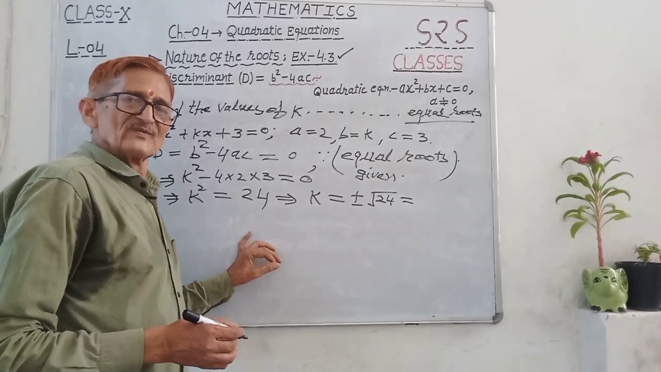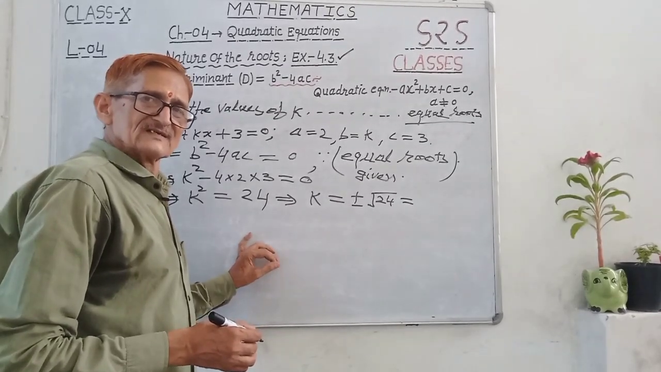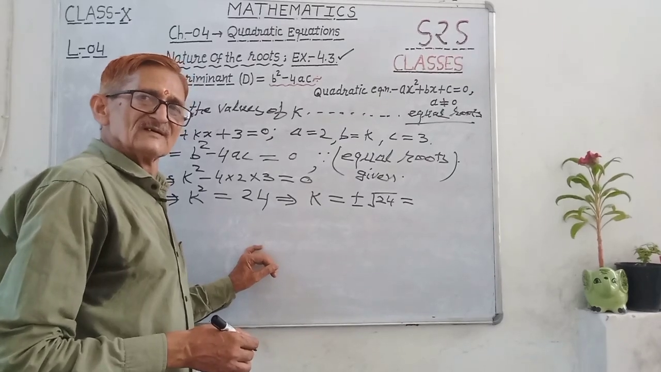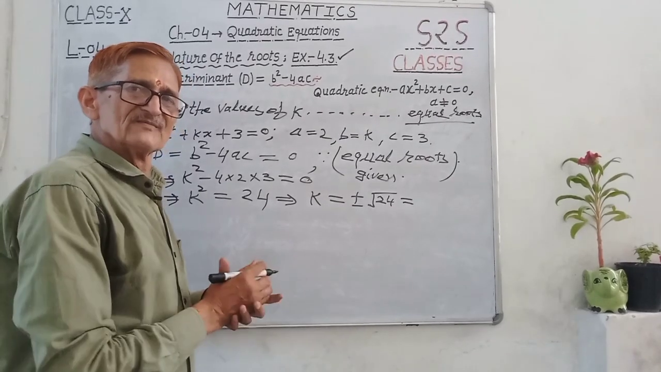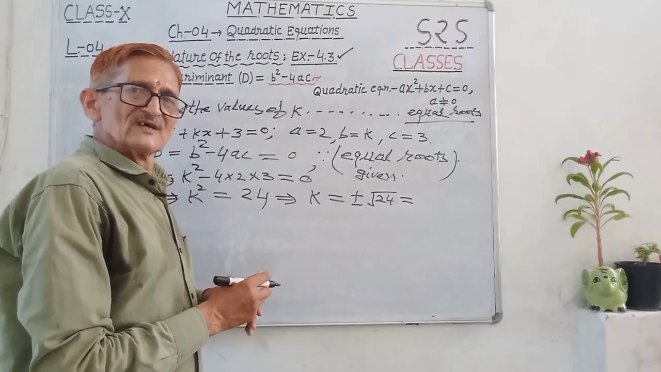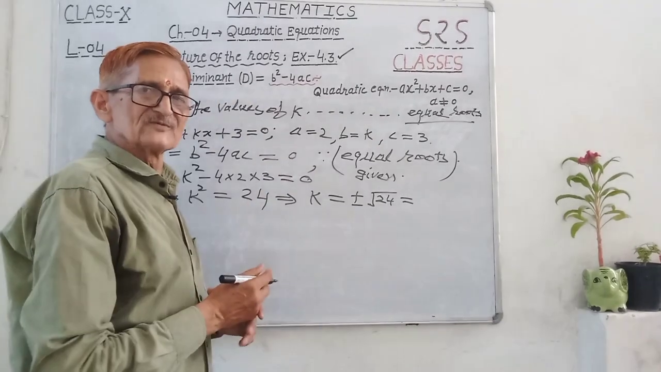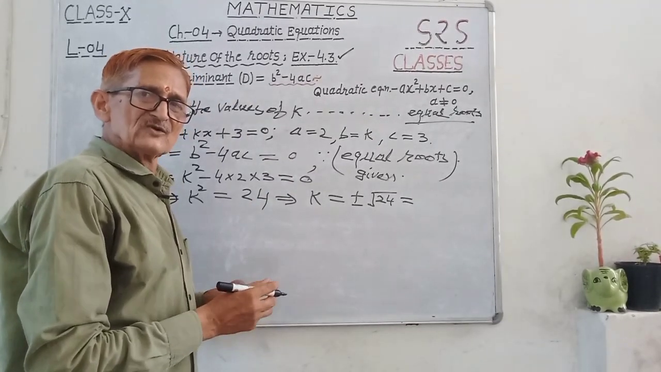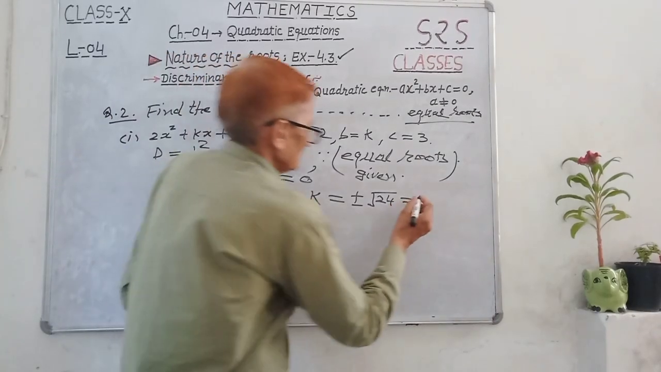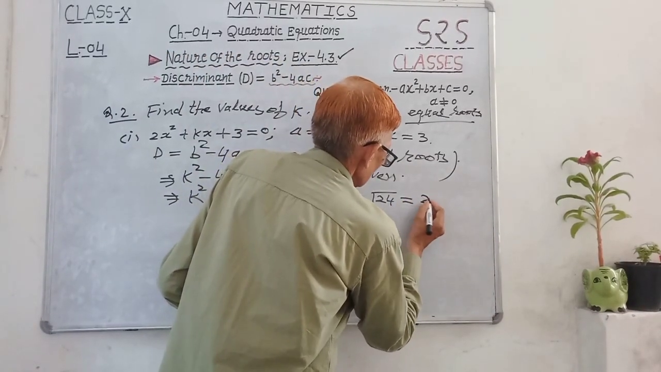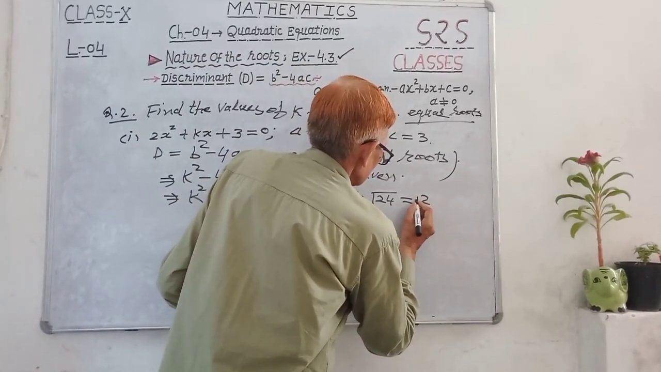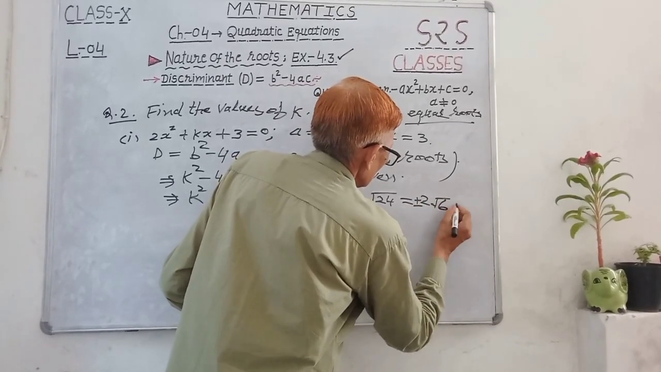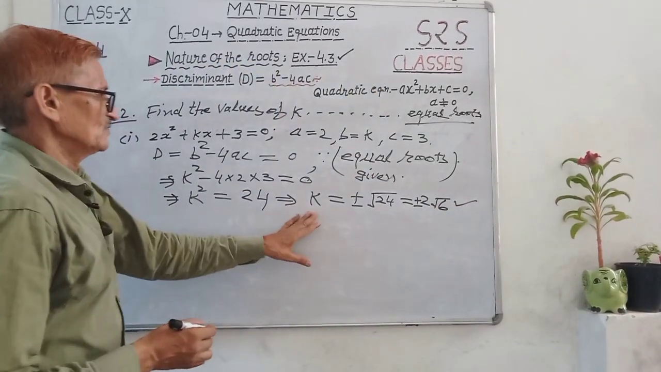2 2s are 4, 4 2s are 8, 8 3s are 24. So 2 into 2 into 2 into 3 means the same factor appears twice, a pair of 2s. One single 2 and a single 3 are left, and 2 times 3 is 6 left. So without a pair, it is 2 root 6, then plus minus 2 root 6. This is the value of k.